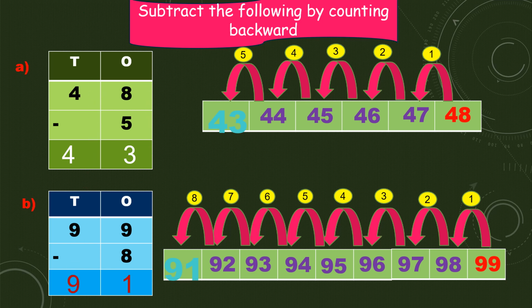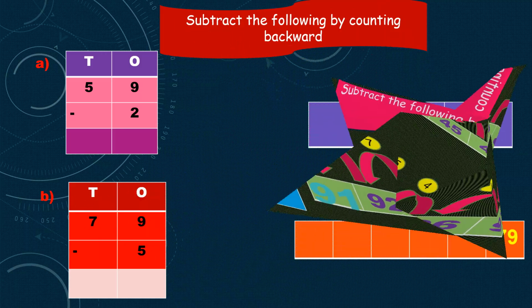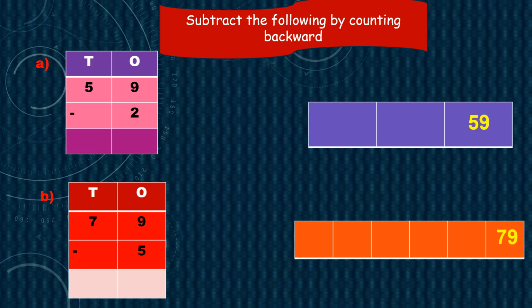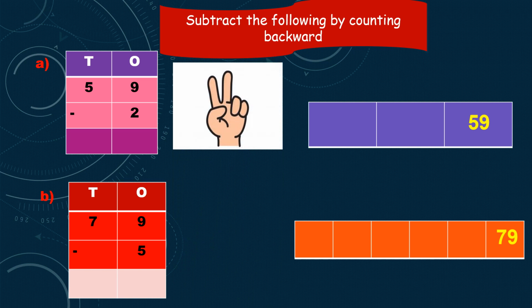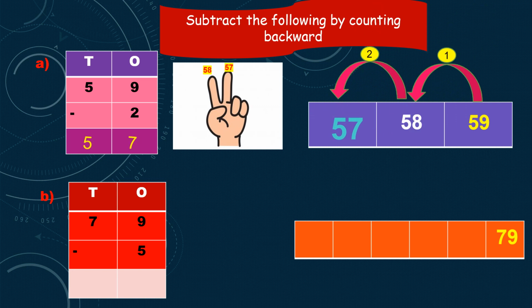Okay. Subtract the following by counting backwards. Here again we have number strips, and we will make use of our fingers here for doing these subtraction problems. 59 minus 2. 59, we are subtracting 2, so we need to open 2 fingers over here. On the first finger we will reach 58, and on the second we will reach 57. So 57 becomes our answer over here.